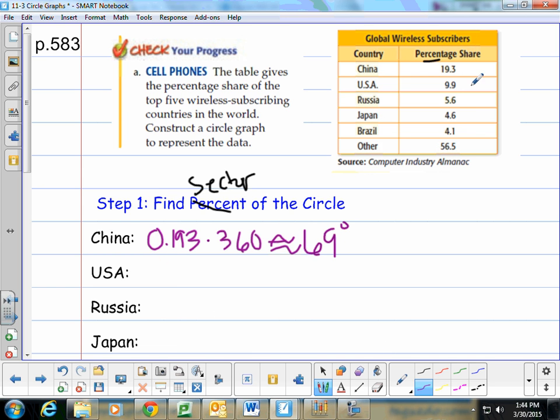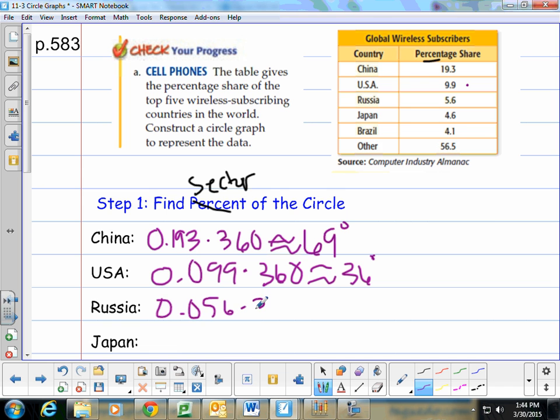9.9% is the same as 99 thousandths. And then we're doing that times 360 because we're looking for the percent of degrees of a circle. That's approximately 36 degrees. I know this pen is not pretty. Bear with me. Russia at 5.6%. We change it to a decimal, of a circle, percent of a circle, or approximately 20 degrees.